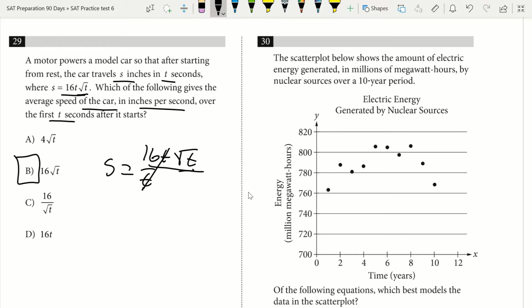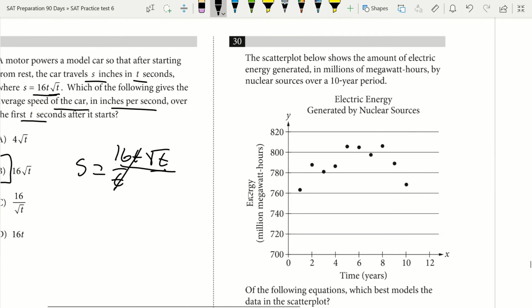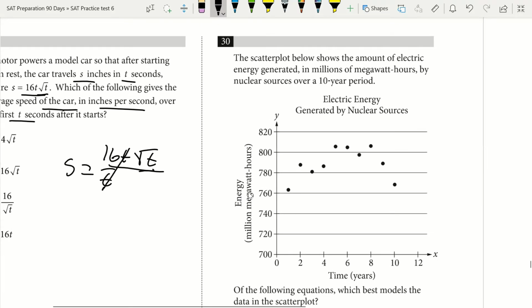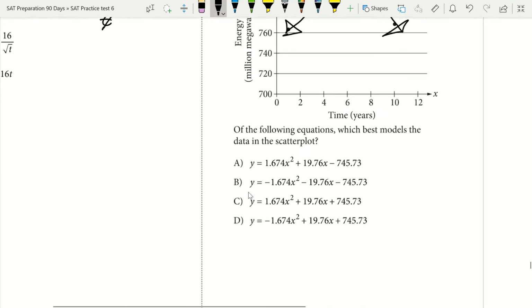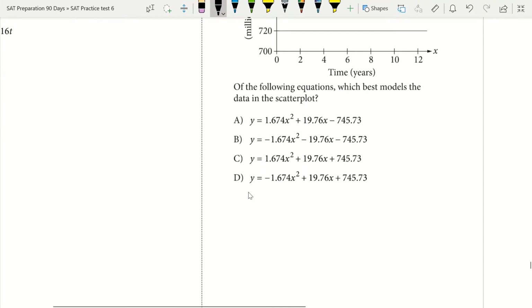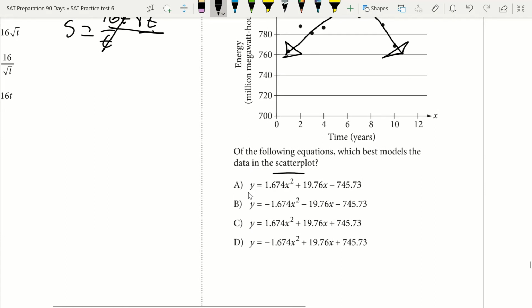Now we've got number 30, our last multiple choice. The scatter plot above shows the amount of electricity generated in millions of megawatt hours from nuclear sources over a 10-year period. I see that I've got a downward facing parabola. Which of the following equations is going to model my scatter plot? Since it's going down on both sides, it's going to have a negative in front of my x squared, so I can get rid of A and C. Next, I see that I have a 0 right here, which means my intercept has to be positive, right around 750. The only one with a positive intercept is D, so my answer is going to have to be D.